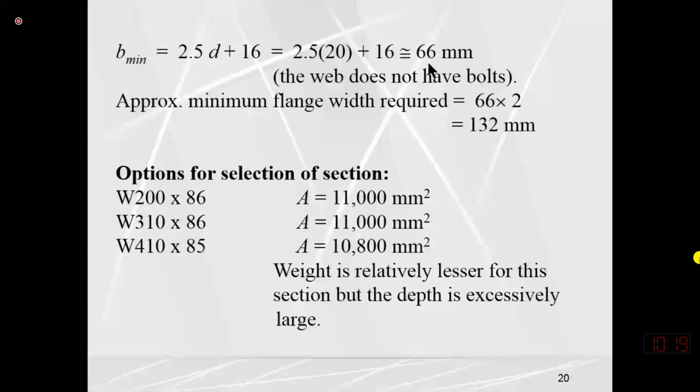In the case of an I section or W section, half of the flange is B minimum; it should be more than B minimum. So you can convert it into 2B. In other words, the full flange width of the I section should be more than 2 times B minimum. So B minimum is 66.